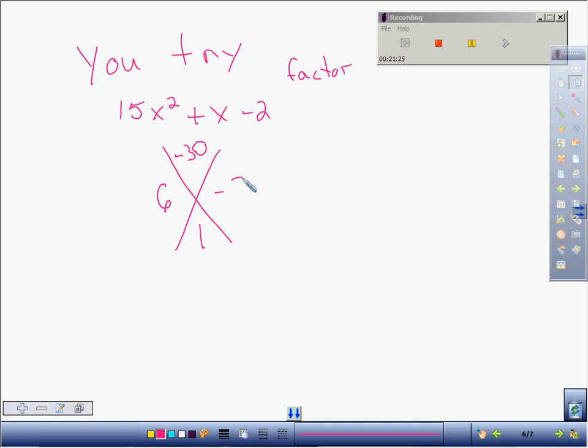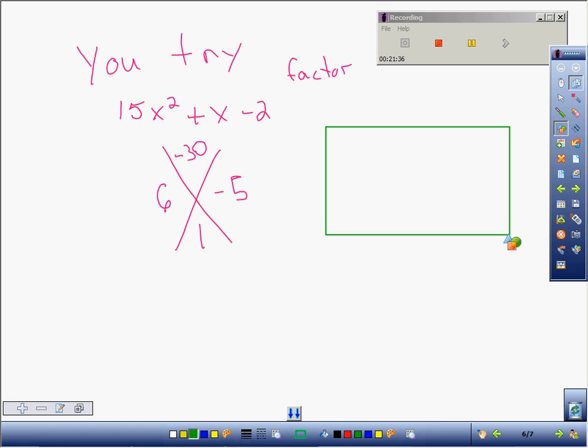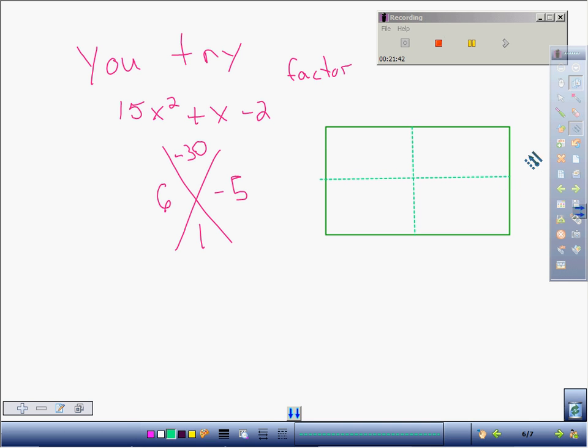6 here and negative 5 here, right? And then you made the box. So then she made the box. Good. And she put a 15x squared here, and she put a negative 2 here. And then she put a 6 in one of these spots and a negative 5 in the other spot. Doesn't matter which way you go.